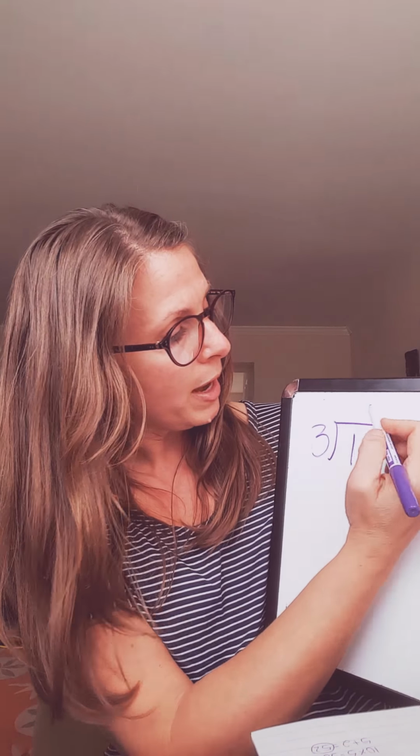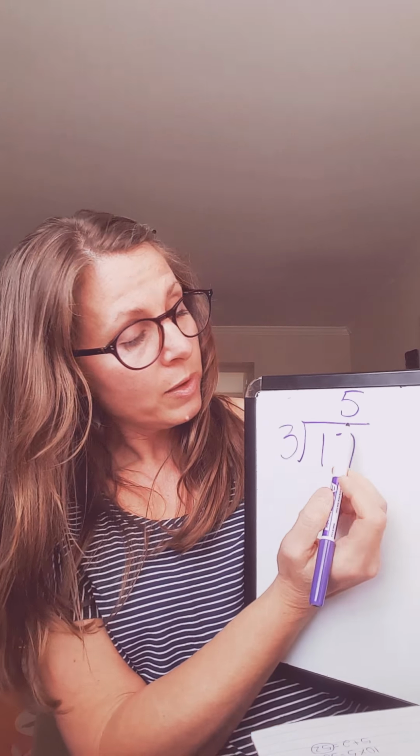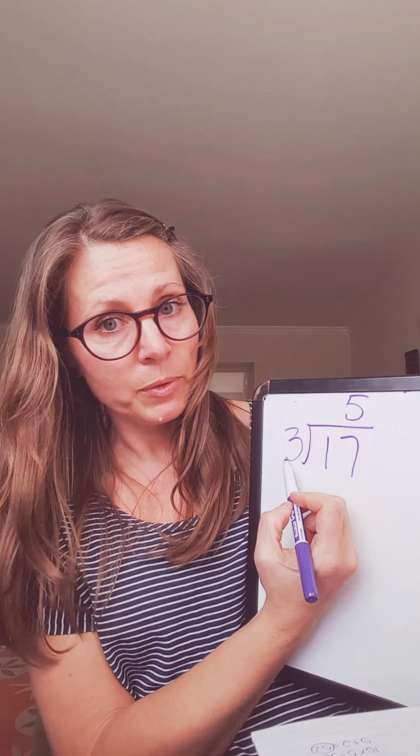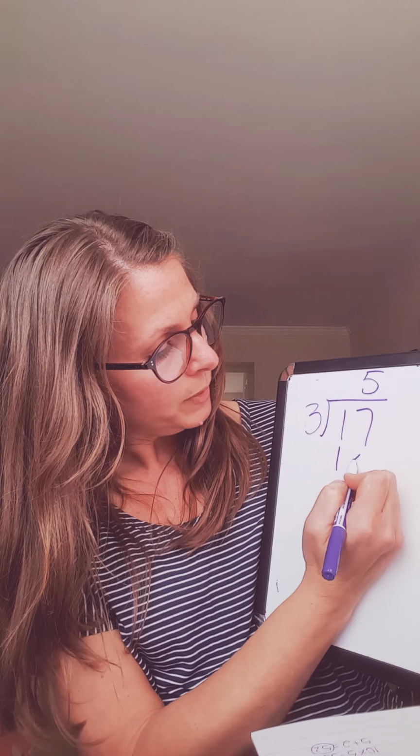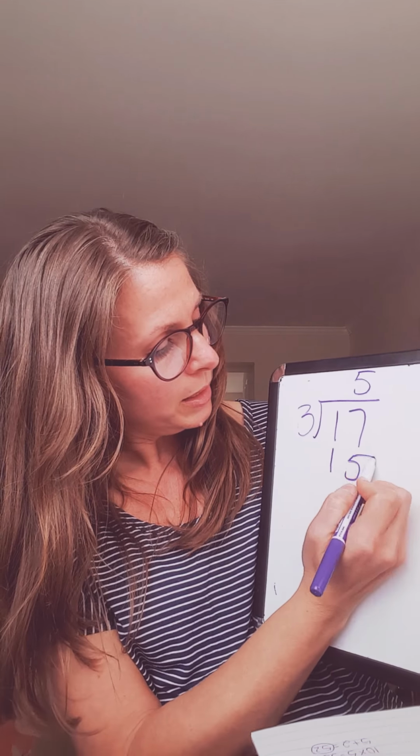So let's try 5. Now we multiply. 5 times 3 is 15. Okay, divide, multiply, subtract. 15 from 17, and we get 2. So 2 is our remainder.